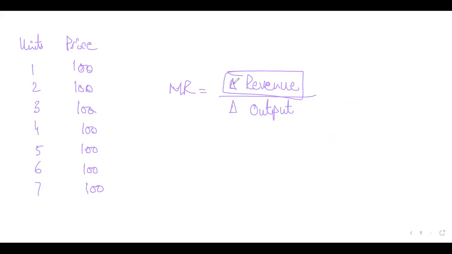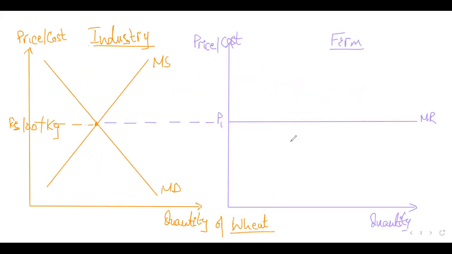So that's why I've written delta revenue and delta revenue. So change in revenue due to change in output. So every time you sell one additional unit of the good, it will always be sold for 100 rupees. So that means that each unit of the good that you sell will contribute 100 in terms of your revenue. So that's why marginal revenue is also the same. So this is your price, the straight horizontal line, and it's also showing you the marginal revenue.